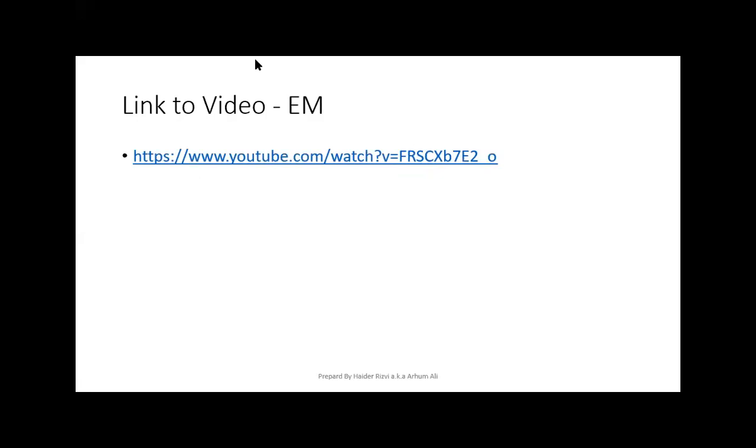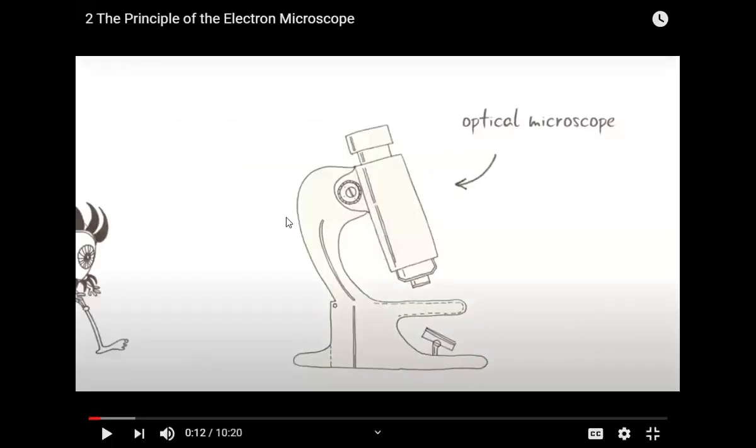sorry, just a second. How does such a microscope work? The optical microscope has been known since the 7th.